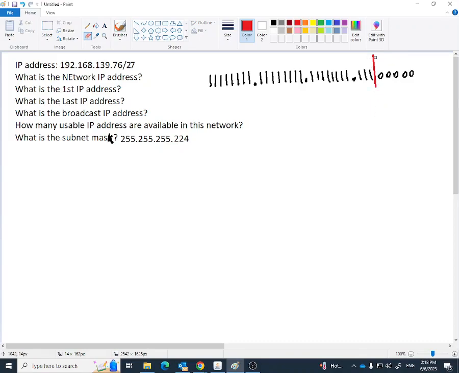So in this case, not in this case, in all the cases, that line is presented at the point where the first 0 in the subnet mask flips. So this is the line that separated the network portion from the host portion. Now based on this line, we will use the IP address that we have here to figure out what would be the network IP address.